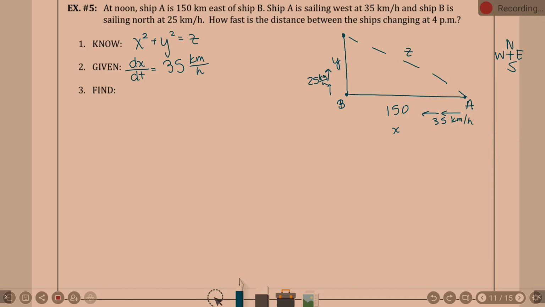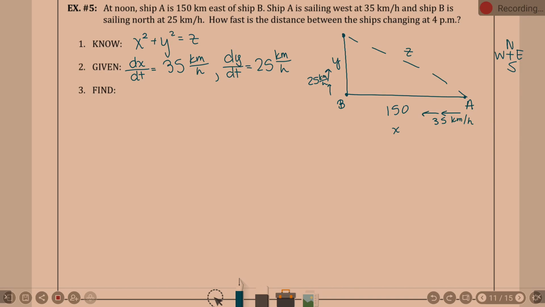It's going to be the change in Y. Yeah. So it's going to be change in Y with respect to time. So dy/dt is 25 kilometers per hour. Yeah.